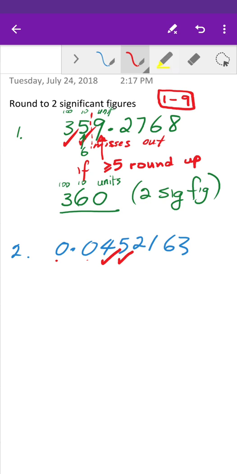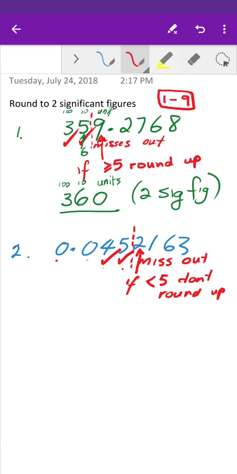Each number after, we do count the zeros for the second and third and fourth, but we don't count the zeros for the first place. So this is one significant figure, two significant figures, and therefore these miss out. Right, we don't want 3 or more significant figures. Now the first number that misses out is a 2. Now since this is less than 5, then we don't round up. It's not halfway between 5 and 6. It's not like 5, 5, it's 5, 2. 5, 5 goes up to a 6. 5, 2 does not go up to a 6.